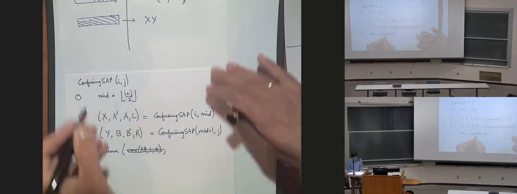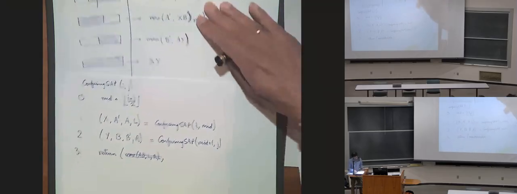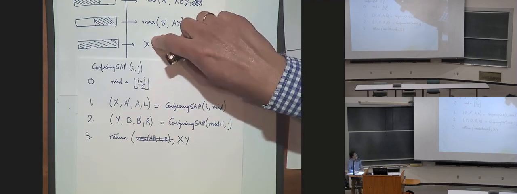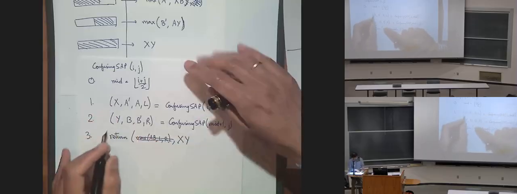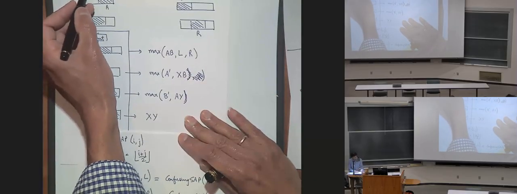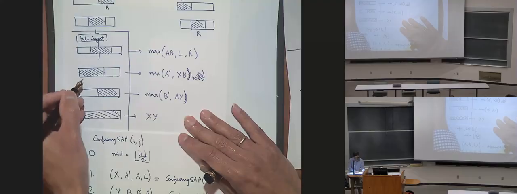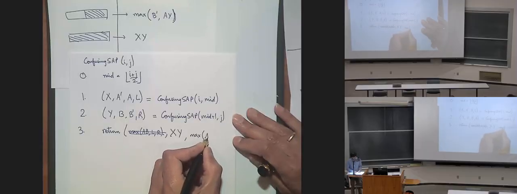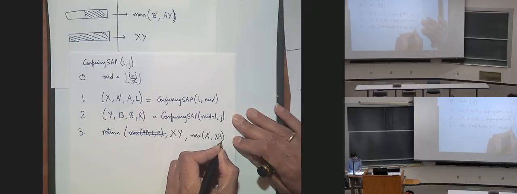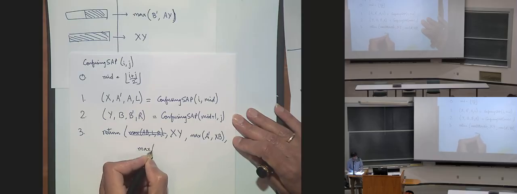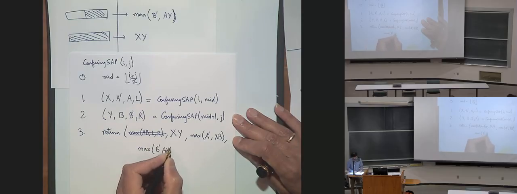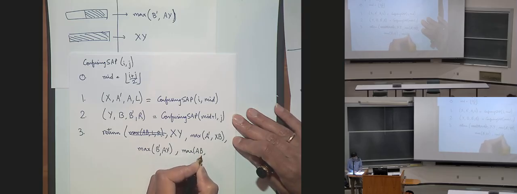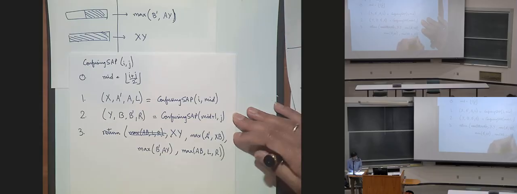Sorry, I have to do this carefully. First I return xy, the product of everything. That's the first thing. Then I have to return the max product starting from the left. So I return max of a prime xb. Then I return max of b prime ay. And then I return max ab lr. That's it. That's the procedure.